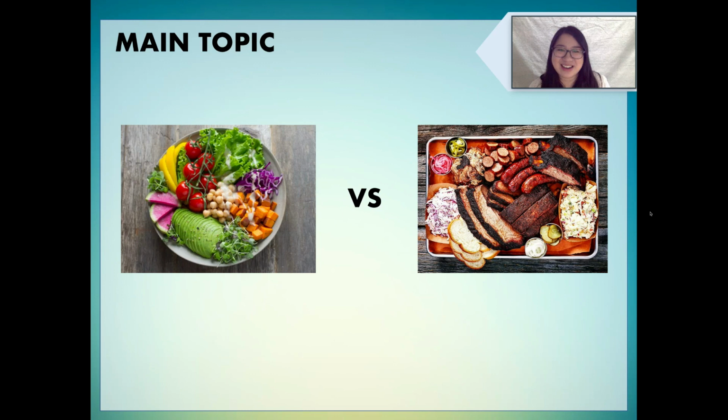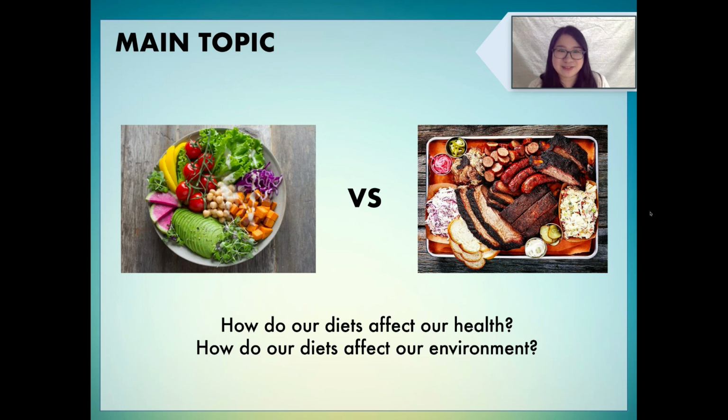We're going to talk in our main topic, we're going to talk about our diets. So on the left, we have a vegan meal. On the right, we have a meal that includes meat, actually a lot of meat. So, how do our diets affect our health, and how do our diets affect our environment?